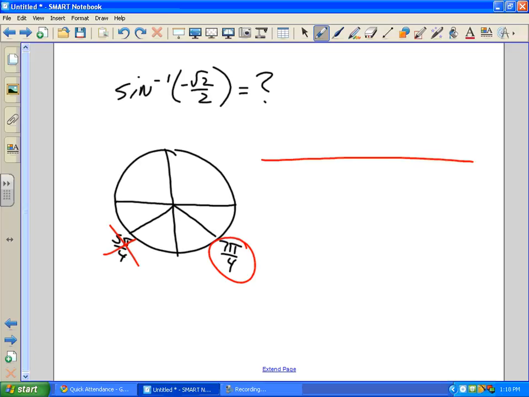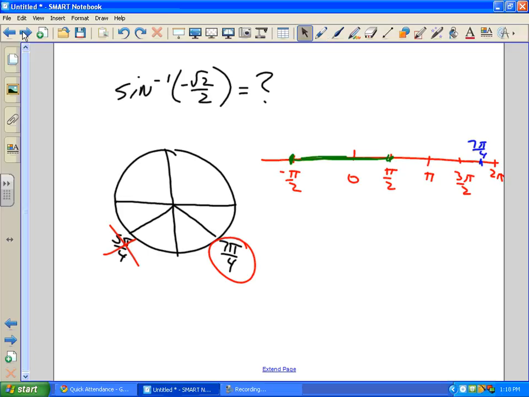However, when you look at your number line, here's negative pi over 2, pi over 2, pi, 3 pi over 2, and 2 pi. 7 pi over 4 is right here. But I'm only allowed to go from here to here. So 7 pi over 4 is not within that domain, is it? Is there another angle I can call 7 pi over 4? Is there another name?